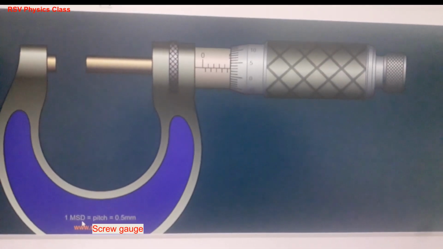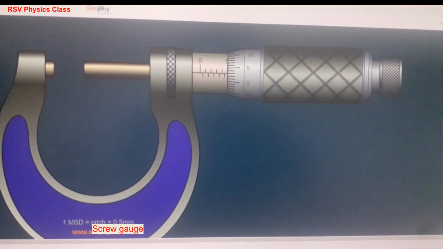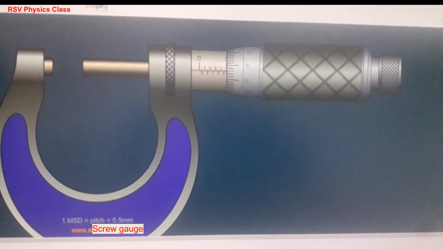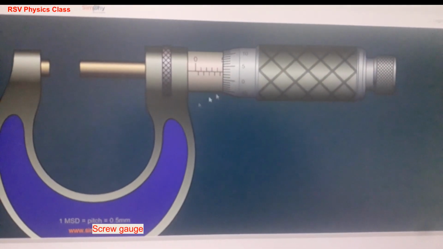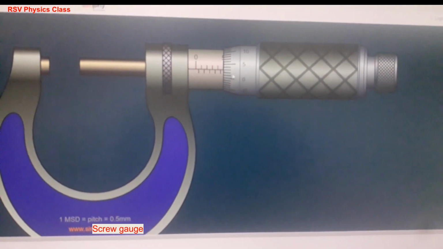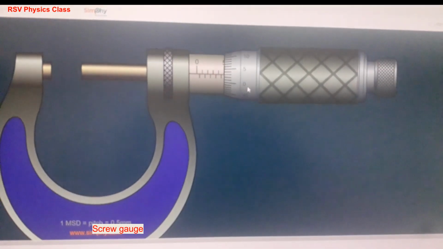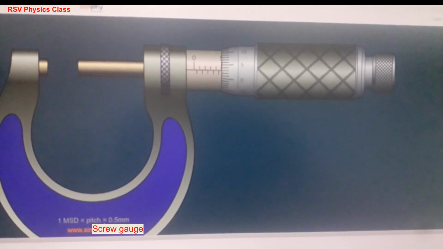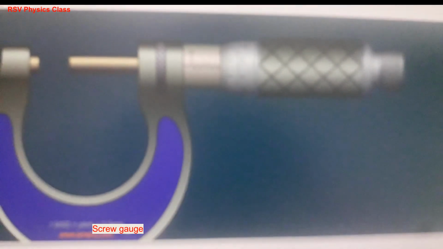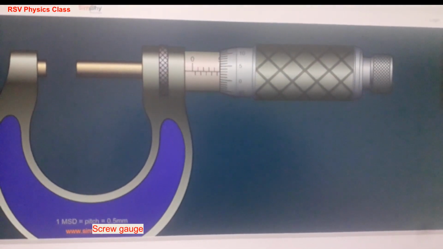So one main scale division is equal to 0.5 mm. So this pitch is 0.5 mm, and it is moving through 50 divisions, right? So pitch is 0.5 mm divided by 50. So the least count is 0.01 mm.